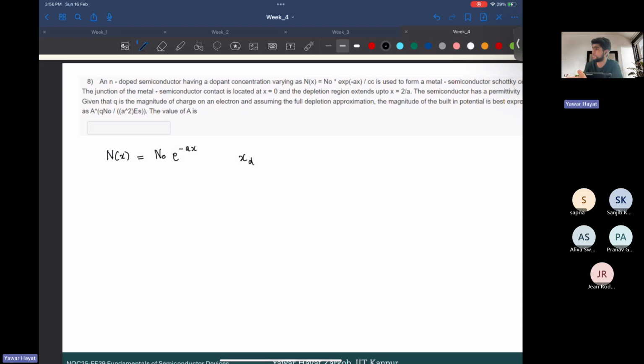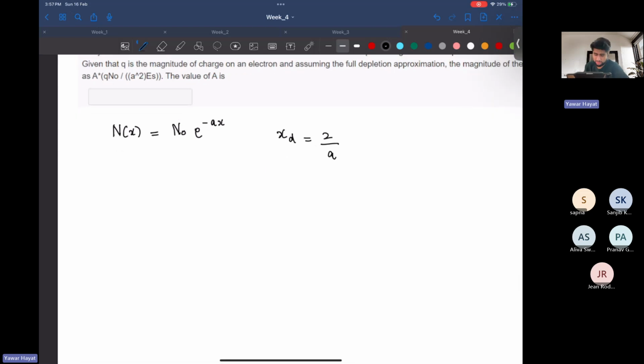So your depletion region, XD, is 2 by a. Now the semiconductor has a permittivity of epsilon s, and given that Q is the magnitude of the charge of an electron and assuming the full depletion approximation, the magnitude of the built-in potential is best expressed as A times Q n0 by a squared epsilon s, and you need to find the value of A. So let me show you how. I'll just give you the recipe for this question and you'll work it out yourselves.